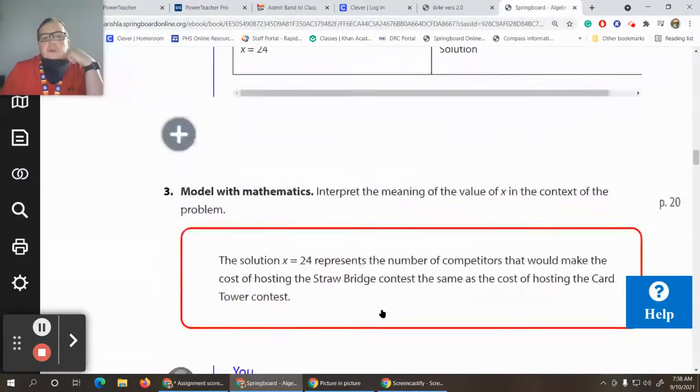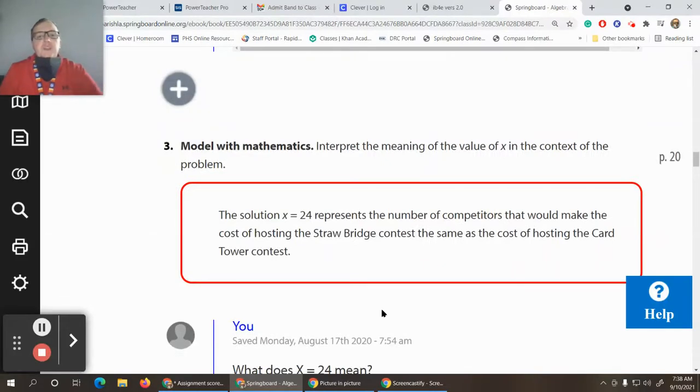All right, so number 3, it says interpret the meaning of the value. What is this? Why is there a textbook on my desk? Whose textbook is this? Oh, it's just a blank textbook. Okay.